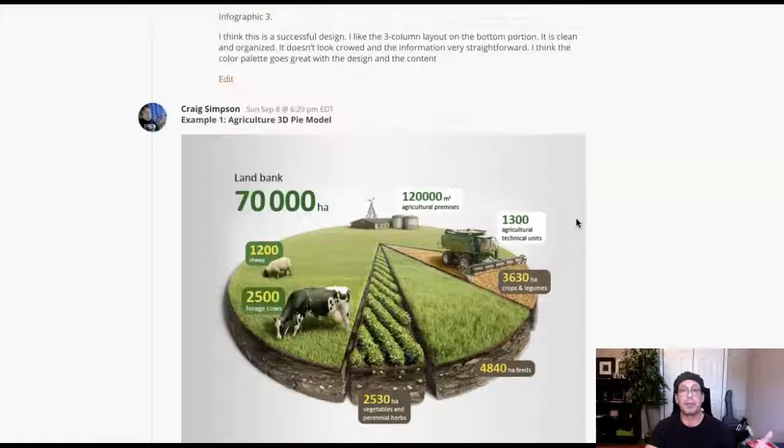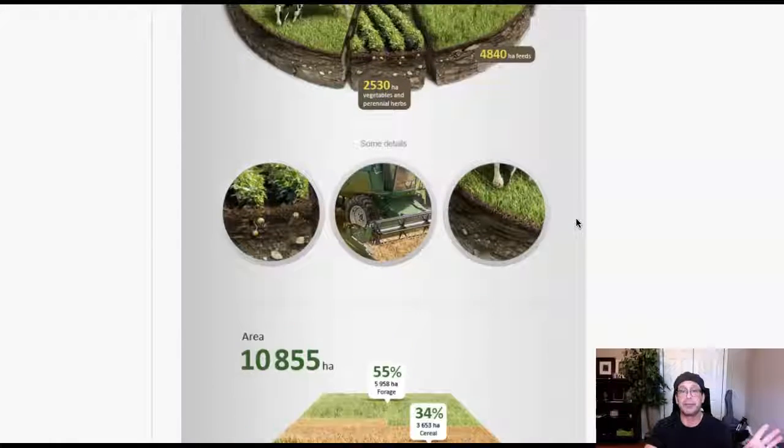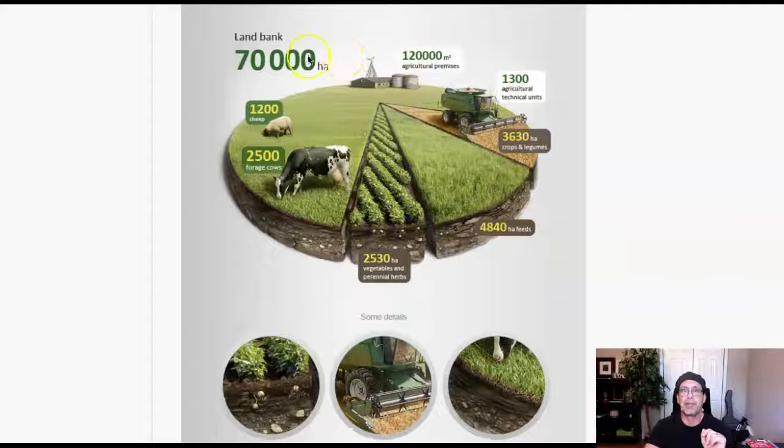I've been looking at this for a while. I still don't know what it's about. Okay, it's attractive, absolutely. But we've got this land bank, 70,000 HA. What is that? It doesn't explain it anywhere. We've got 12,000 M squared agricultural premises. Again, no clue what that means. 13,000 agricultural technical units. Again, just lost as to what this means.